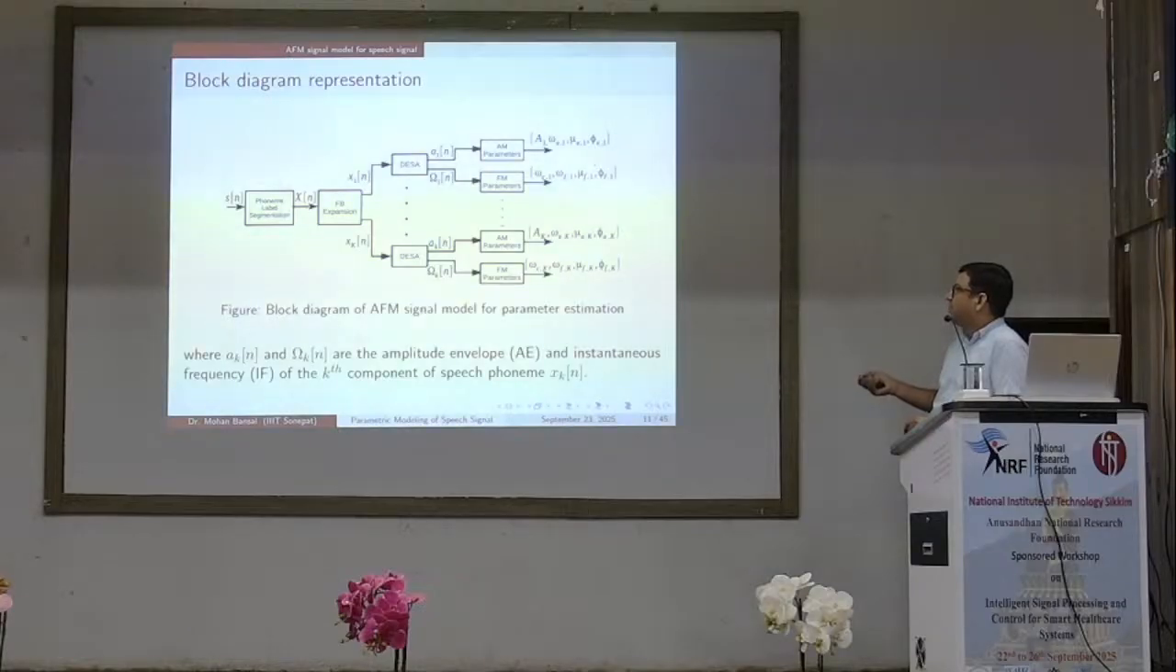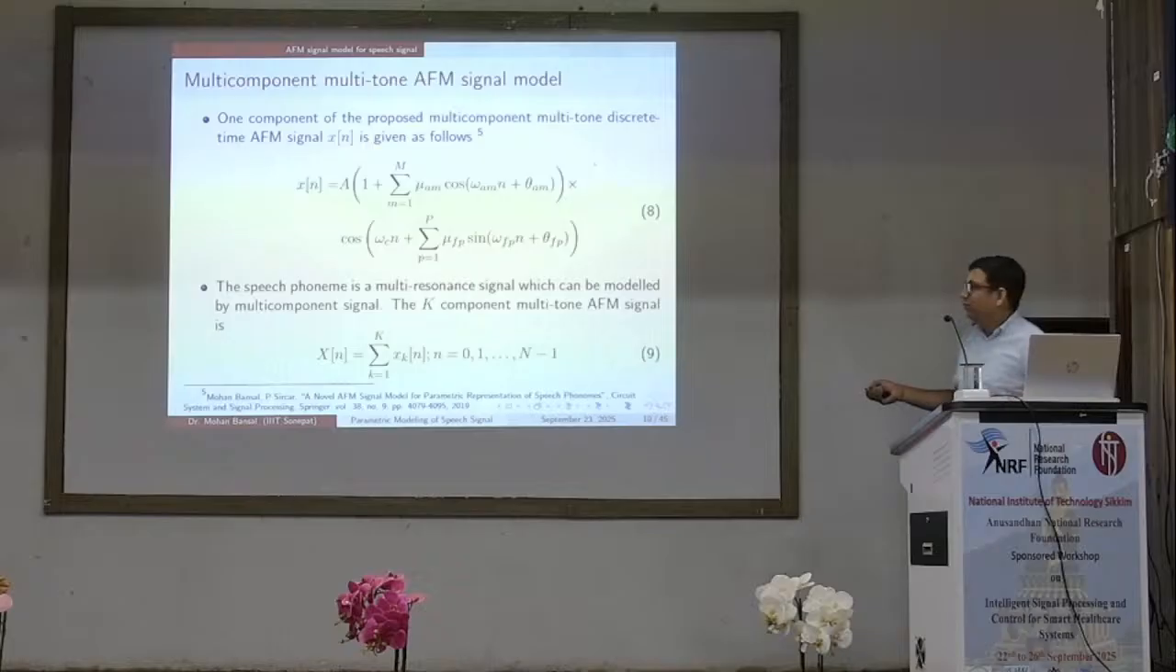Then here this capital Xn represents the speech phoneme. This is the continuous speech, and Xn is a single phoneme from that speech that is extracted by using phoneme level segmentation. So what is this capital Xn? Capital Xn is a multi-component signal that we are showing here. Multi-component, multi-tone AFM signal model. We are representing the speech by the capital Xn.